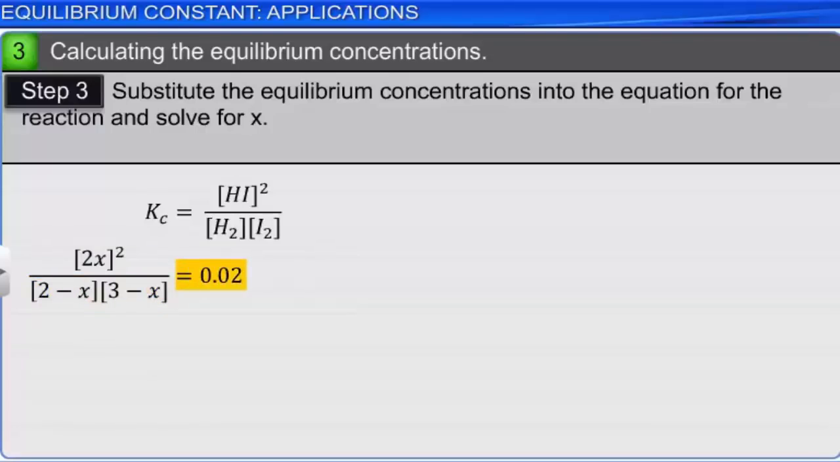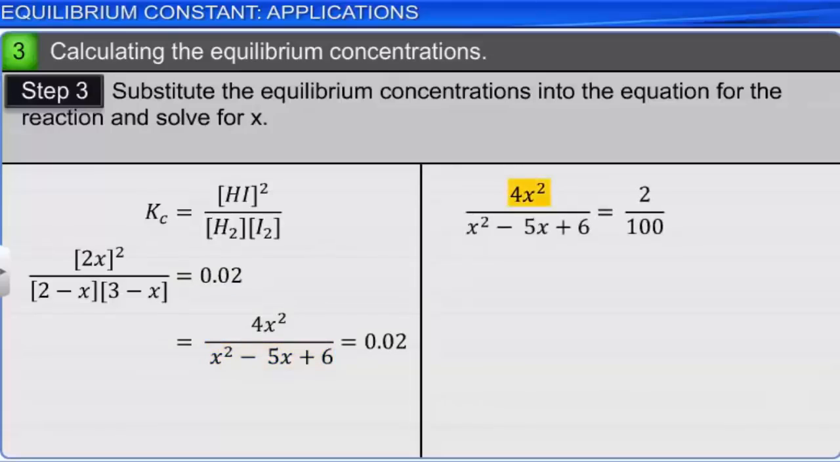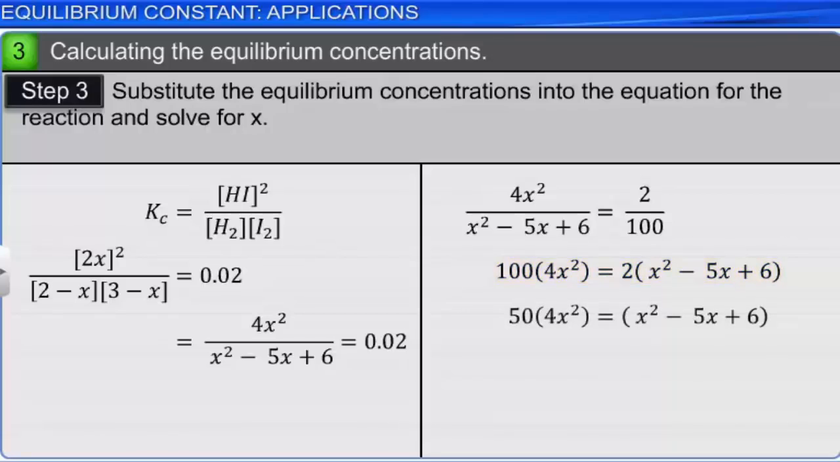This is equal to 4x² divided by x² − 5x + 6. This can be written as 4x² divided by x² − 5x + 6 is equal to 2 divided by 100. On cross multiplying, we get 100 multiplied by 4x² is equal to 2 multiplied by x² − 5x + 6. On cancelling 100 with 2, we get 50 multiplied by 4x² is equal to x² − 5x + 6.